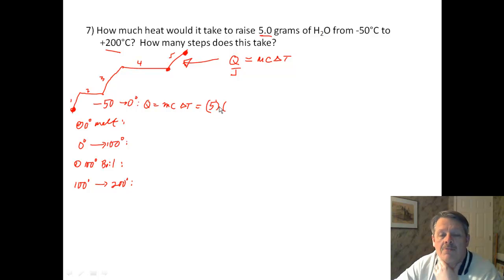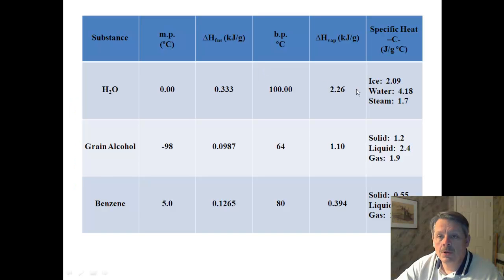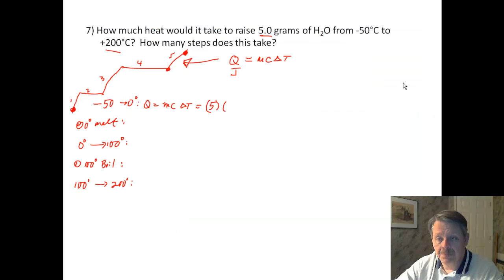So we have 5 grams, and what is our specific heat? Well, when we look at our specific heat, we've got 3 specific heats over here, and what we have to do specifically is focus on each one individually. Right now we have ice, which has a specific heat of 2.09 joules per gram degree centigrade. And we want to heat it up, and how far are we going? Well, we're going from negative 50 to 0, so we have a 50 degree temperature change.